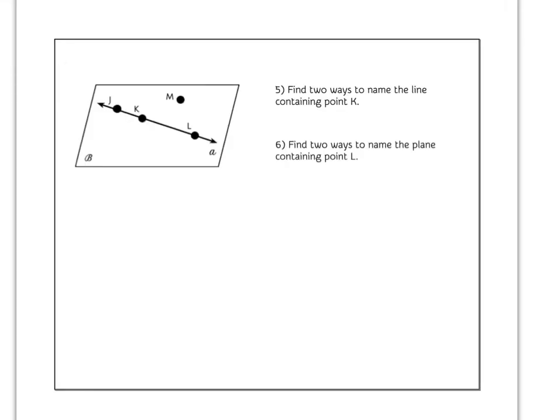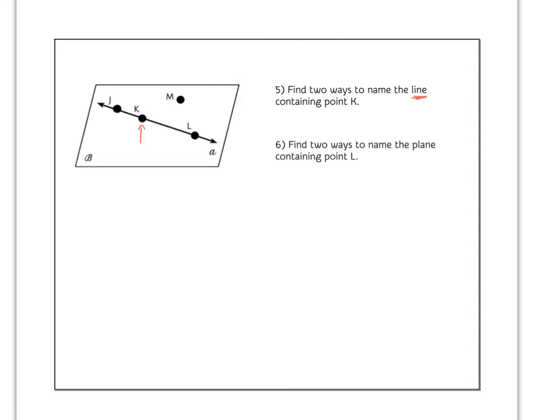So here's what your homework's going to look like. Number 5, find 2 ways to name the line containing point K. So I see point K right here. We have to name the line that contains that point, or in other words, the line that point K is on. There are many ways to name this line.